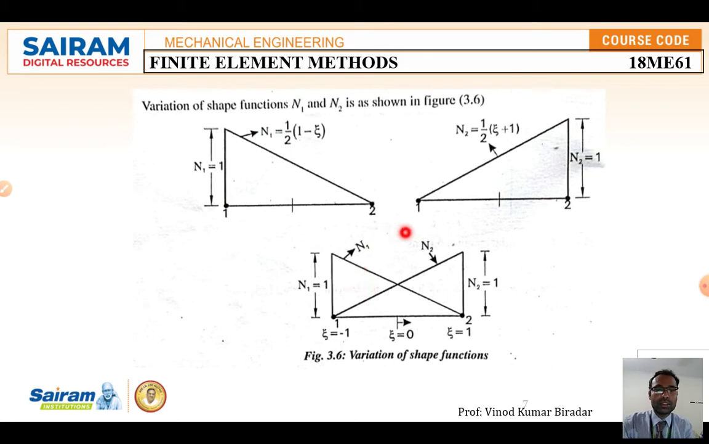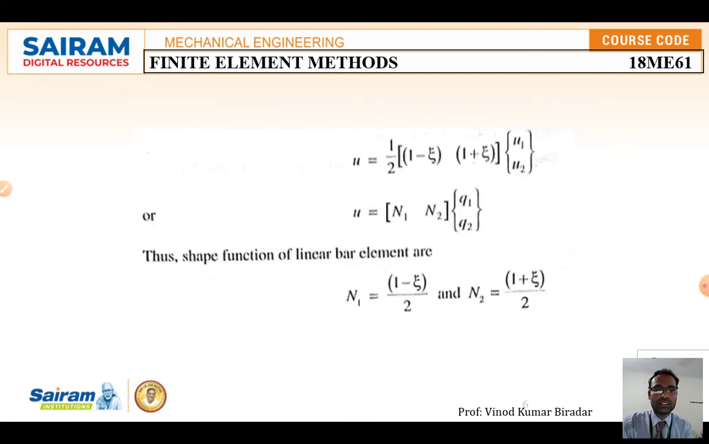Okay, so this is n1, this is n2, the shape function maximum for n1 and n2. So it is a combination of these. These pictures are called what? The variation of the shape function of n1 and n2. Like this you have to derive the shape function for the 1D bar element.